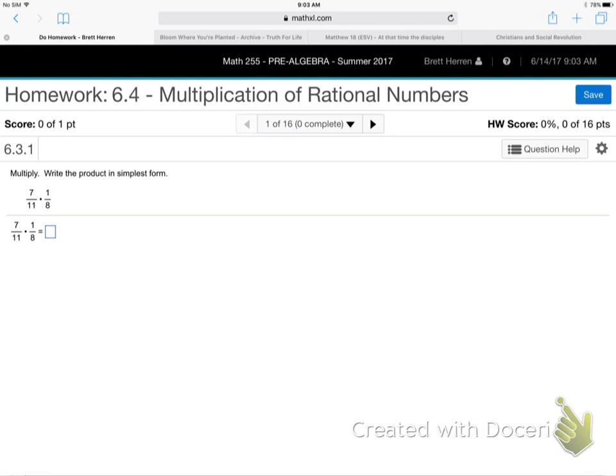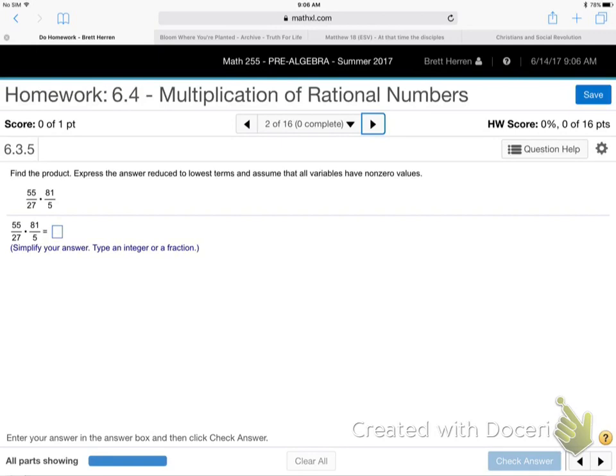So this one's going to be 7 over 88. Done. Nothing more there, right? Just multiply straight, and we're good. Good on that? Okay, let's keep going. We've got to finish this, and then we'll do our practice exam, and then go over the practice exam.